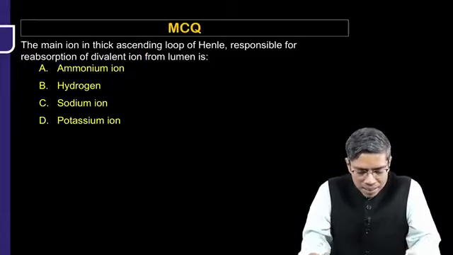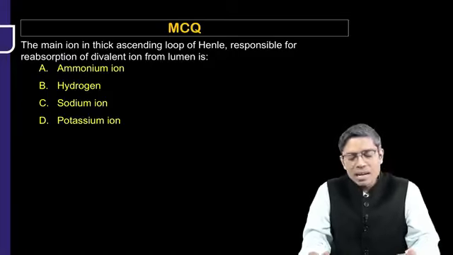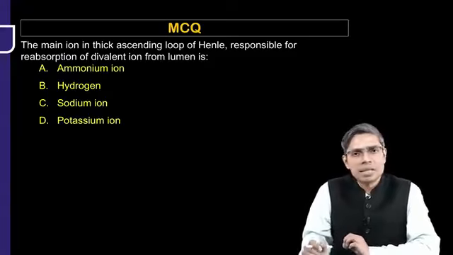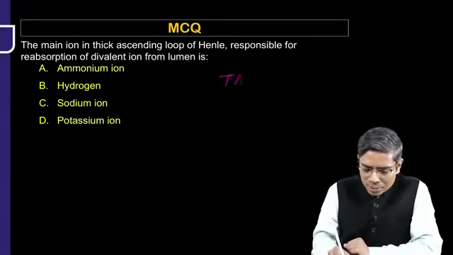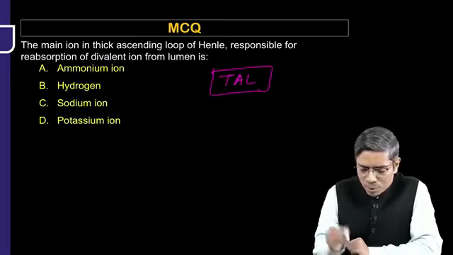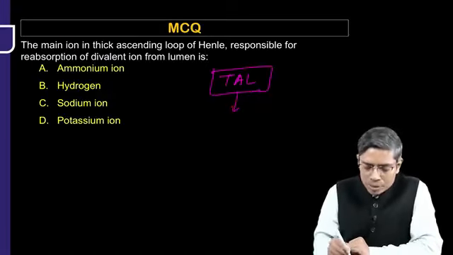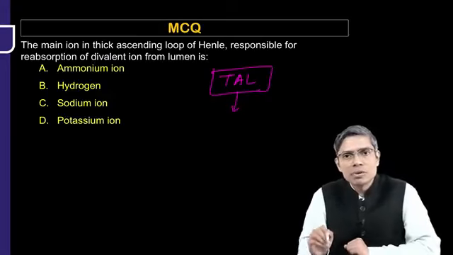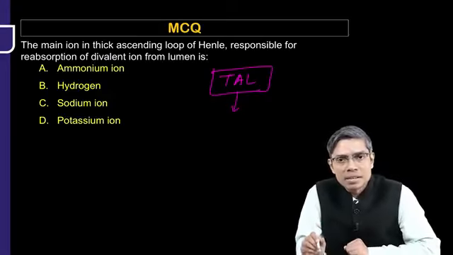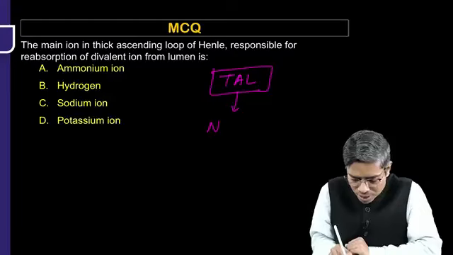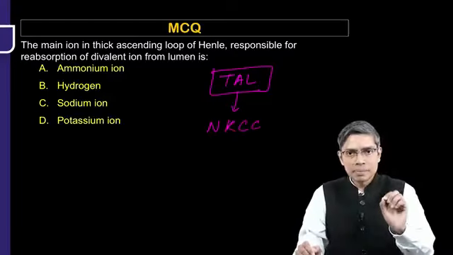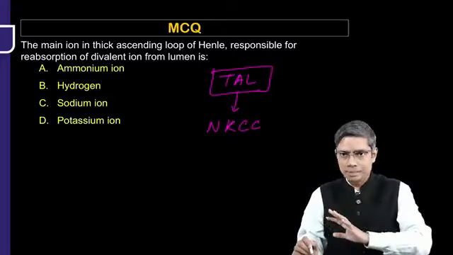Now next is one of the tricky questions: the main ion in the thick ascending limb of loop of Henle responsible for reabsorption of divalent ions from the lumen. Very, very critical, tricky question, I would say. They're asking about the level of the TAL, the thick ascending limb of loop of Henle. We normally know this is the segment where your furosemide, Lasix diuretic, acts on a transporter. That transporter is known as NKCC, the sodium, potassium, 2-chloride channel.